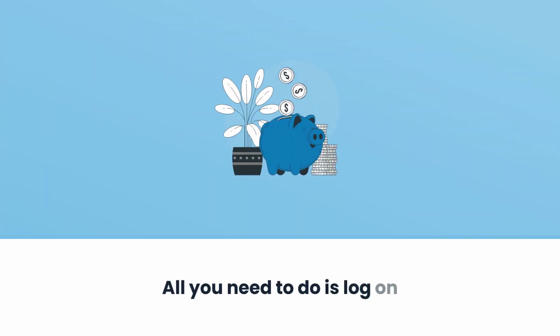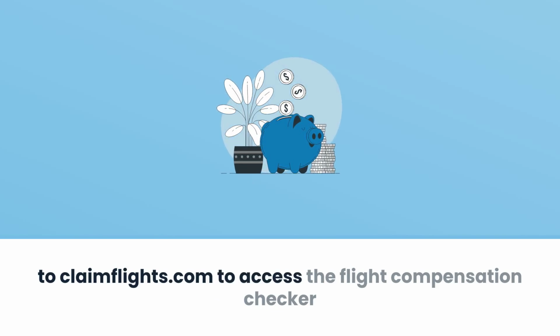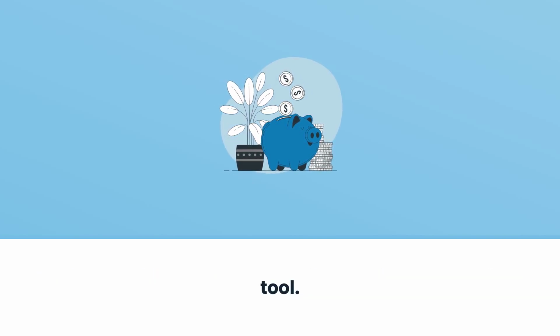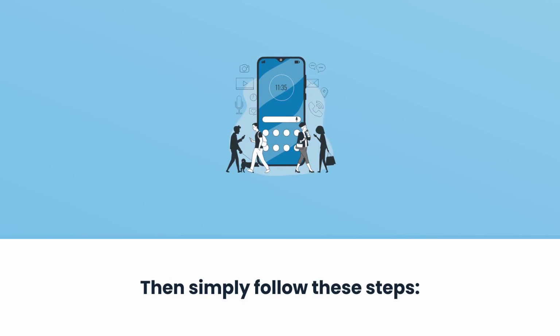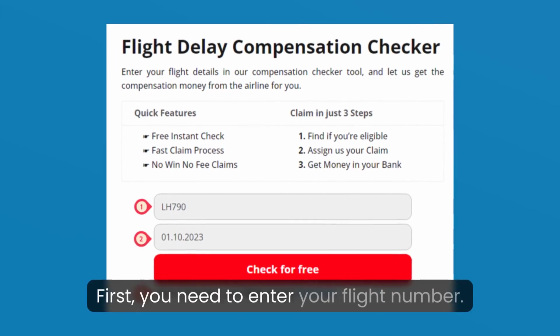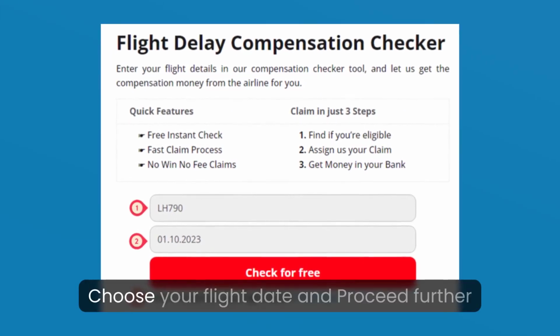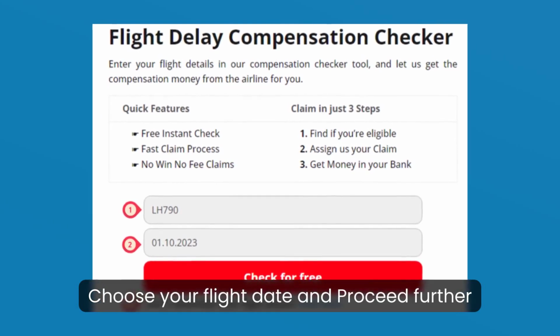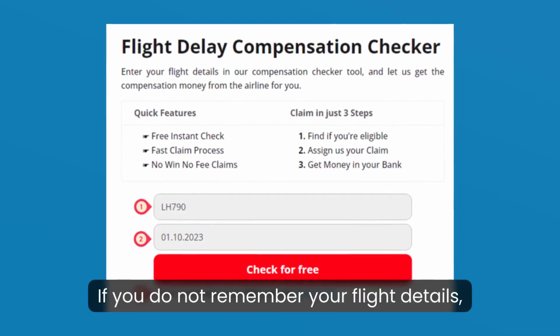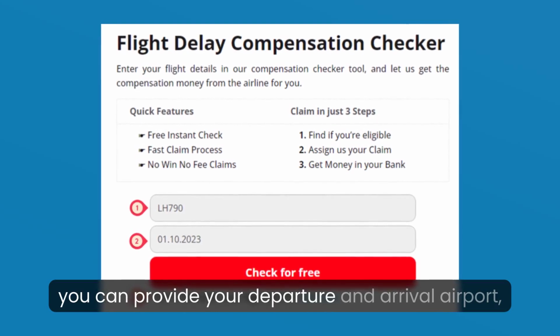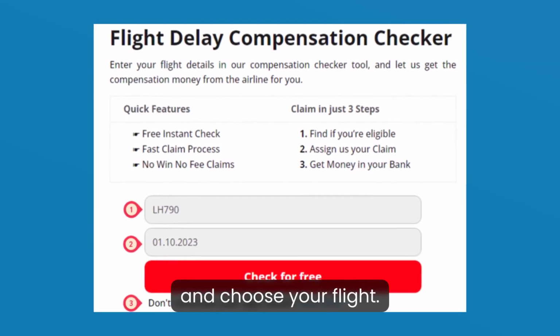All you need to do is log on to claimflights.com to access the Flight Compensation Checker tool. Then simply follow these steps. First, you need to enter your flight number. Choose your flight date and proceed further. If you do not remember your flight details, you can provide your departure and arrival airport, and choose your flight.